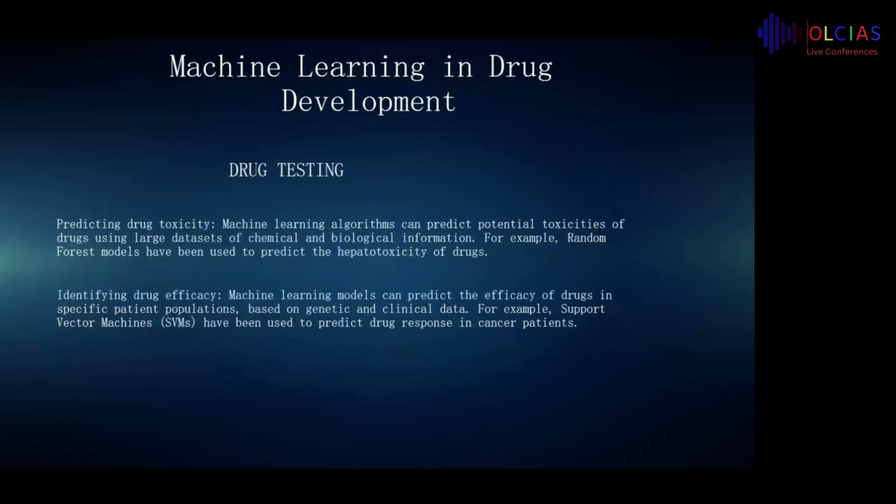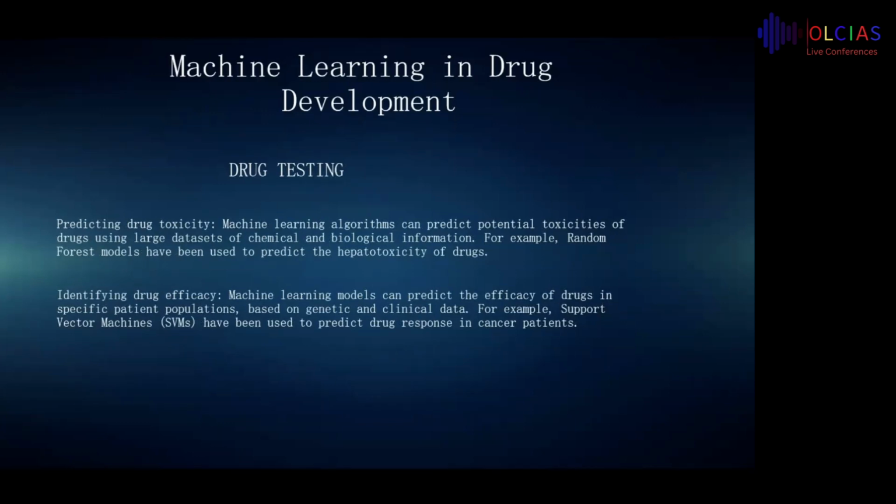Drug testing. Predicting toxicity. Machine learning algorithms can predict potential toxicities of drugs using large datasets of chemical and biological information. For example, random forest models have been used to predict the hepatotoxicity of drugs.